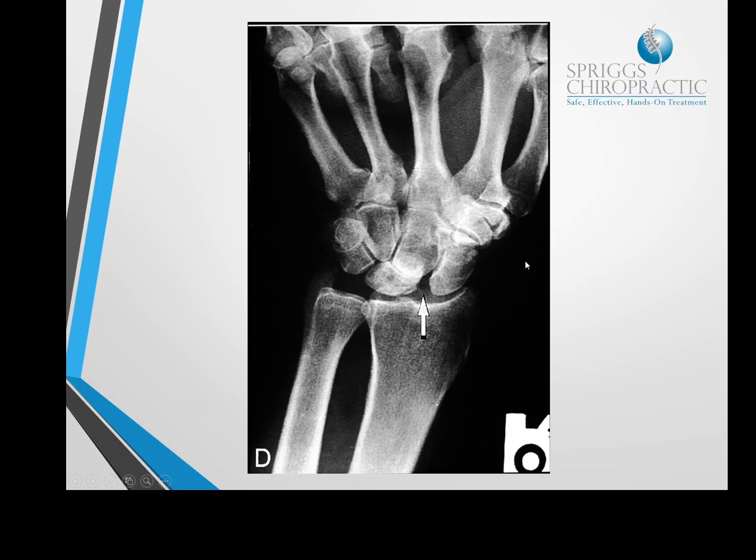And here's a nice demonstration of what's called the Terry-Thomas sign, where we've got quite a large gap between the scaphoid and the lunate, which indicates that there is disruption of the ligaments between these two bones just here.